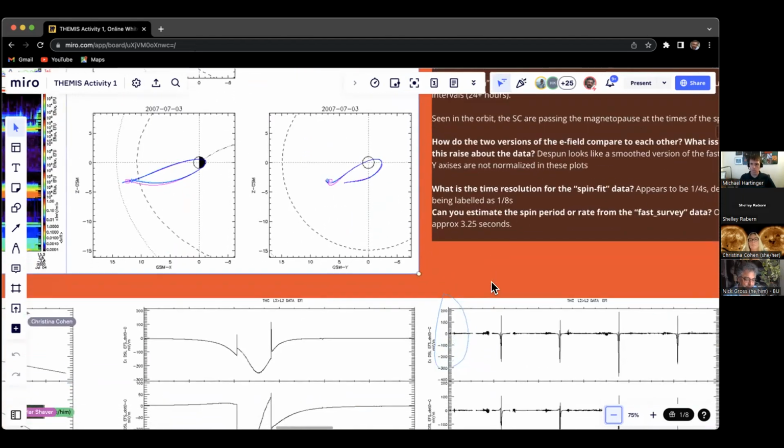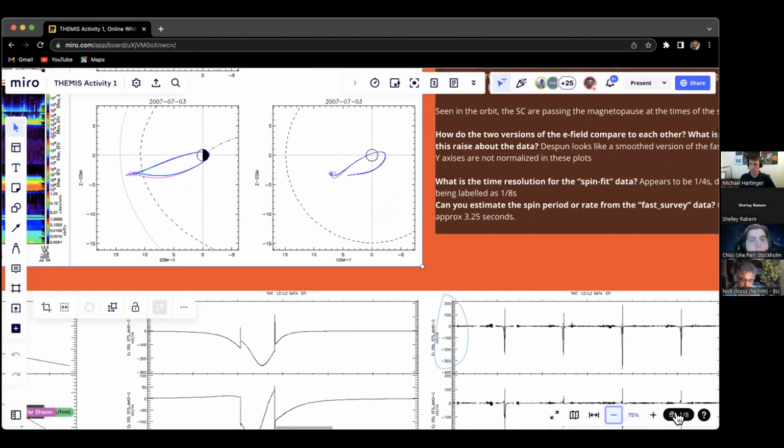Okay. We actually in our group checked it, and those spikes happen when it's very close to the Earth. Okay, great. Thank you.